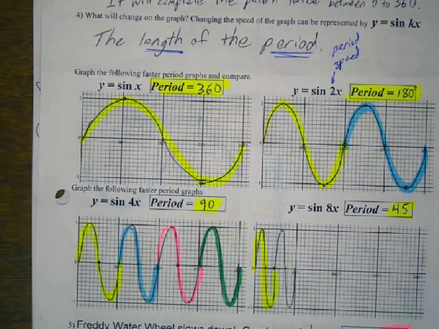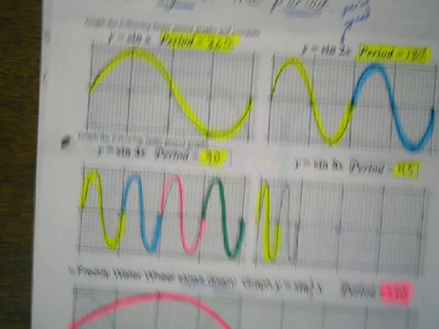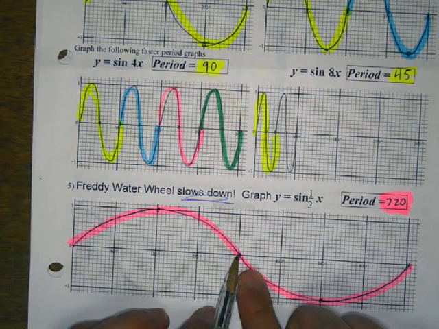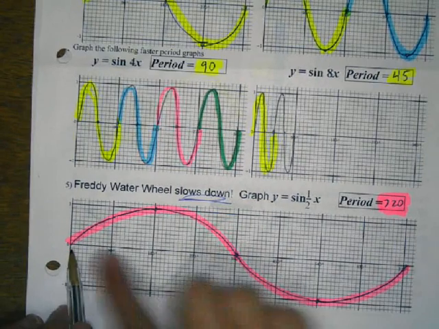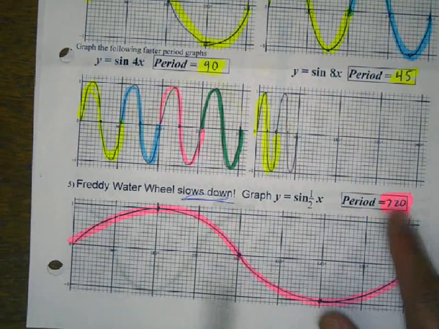Now what happens if I put a half here? That means it's going to go really, really slow. So instead of going faster, from 0 to 360 is only half of the graph. It's going to go from 0 to 720. Basically, what did I do? I multiplied 360 times 2.